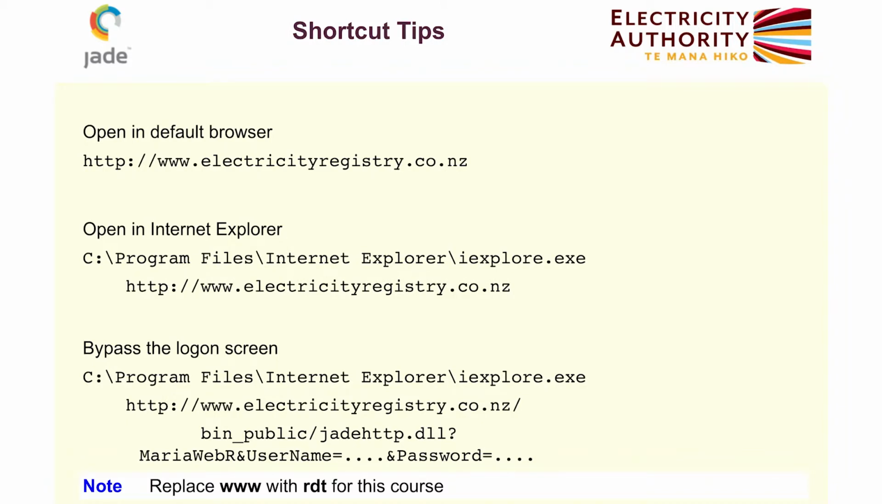Now, the URL that you type in to get onto the registry, the simplest form is www.electricityregistry.co.nz. You can specify a particular browser to open. If Internet Explorer isn't your favorite browser, you might want to use some other browser. And you can even have a slightly more complicated version of the shortcut, in which you specify your username and your password, and that would enable you to bypass the Logon screen.